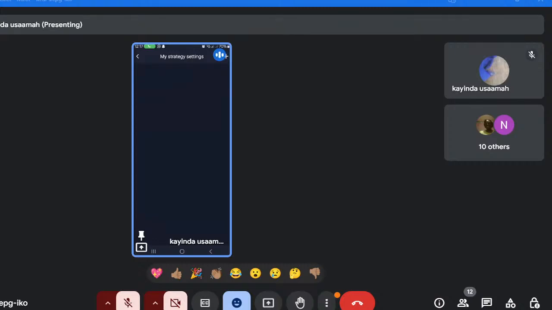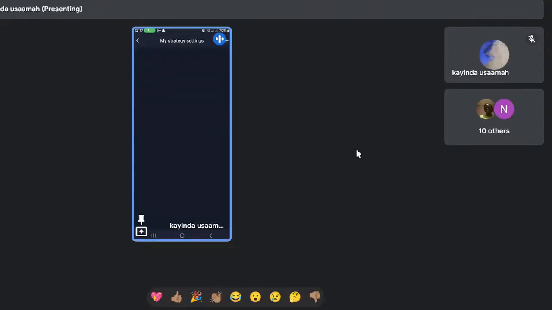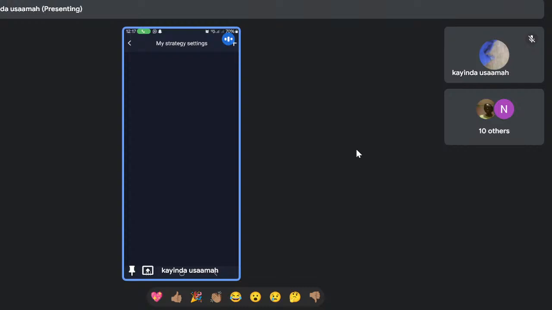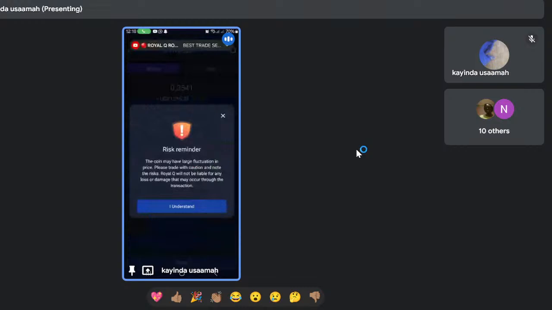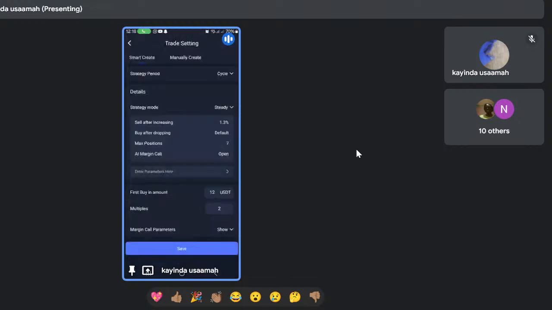So someone designed a robot called Royal Q, where you subscribe with $120 a year, then it trades for you, then you share profits, it takes 20%. I think it was a good deal. And then the robot had default settings. When you tap any coin, proceed and tap trade settings, the robot has default settings. Are you seeing them?